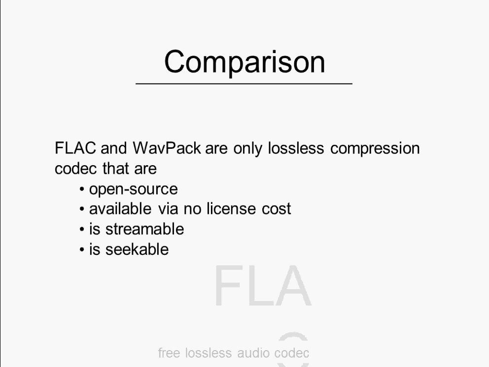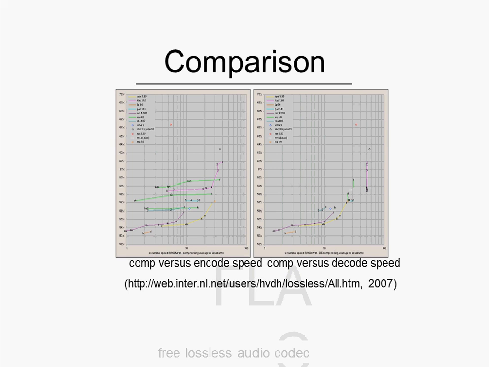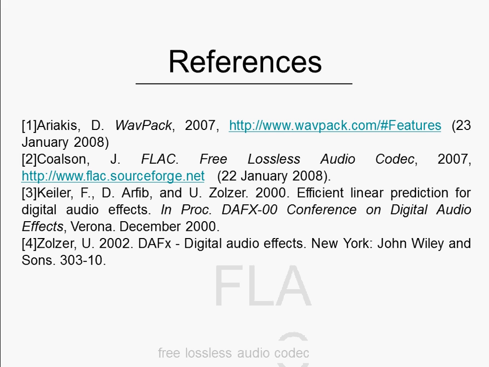Now the comparison. FLAC and WavPack are the only lossless compression codecs that are based on open source, available via no license cost, means free, and are streamable and seekable. Now this is the comparison graph that is available on the net, and this is the reference. So thank you for listening.